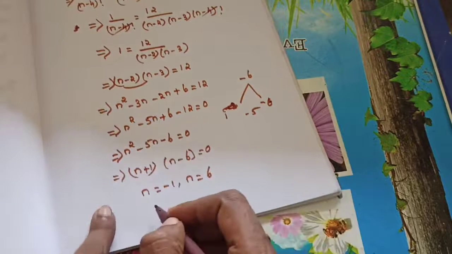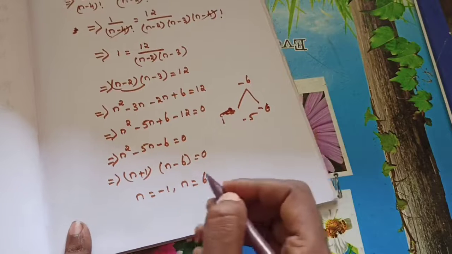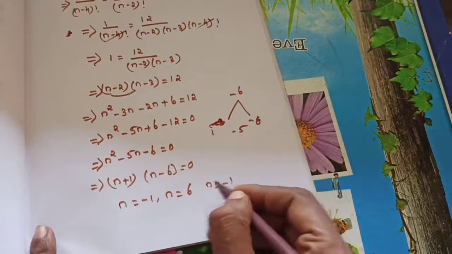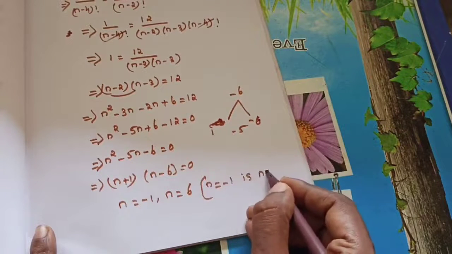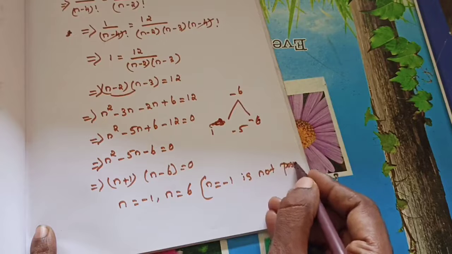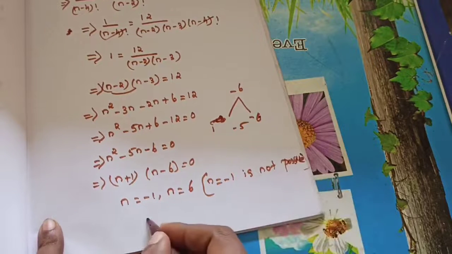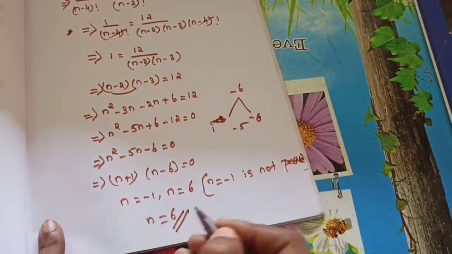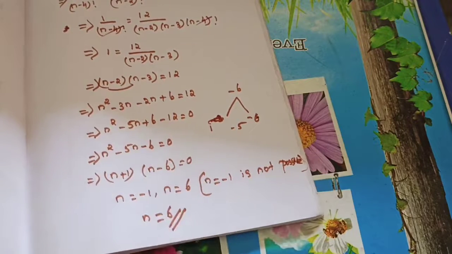So this N value means number of objects. So N equal to minus 1 is not possible. Negative value is not possible. So what's the only N value? N equal to 6. Got it? Okay, very easy, is it right?